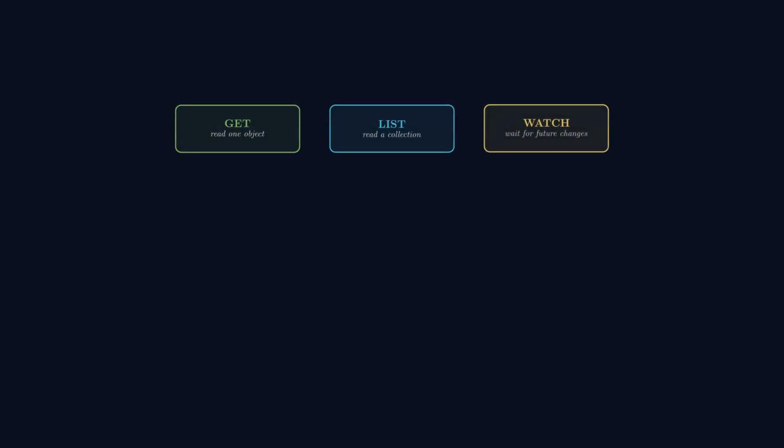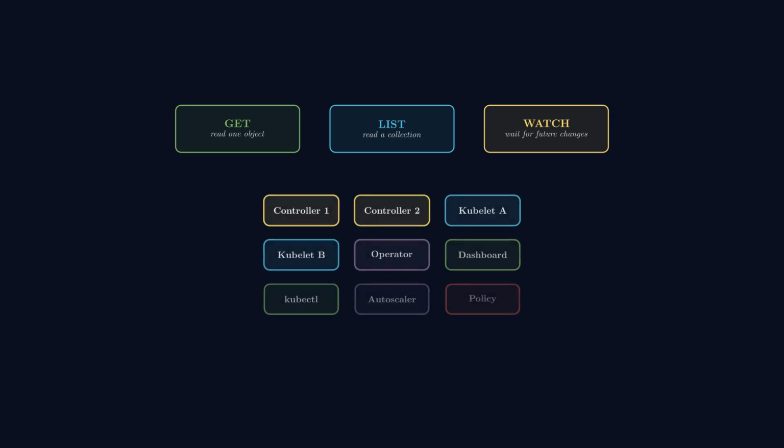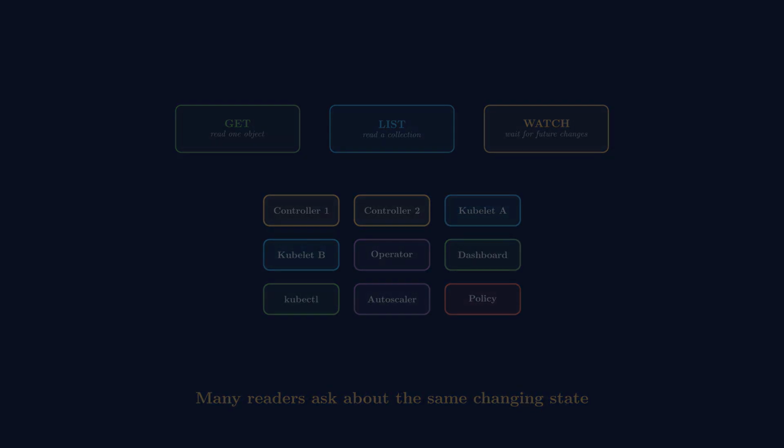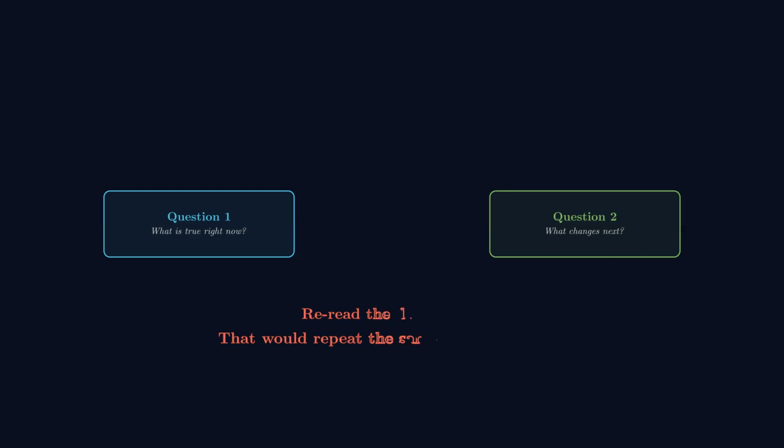One person may run a command only once, but controllers keep checking the cluster, kubelets keep asking about the pods assigned to them, dashboards refresh, and operators open long-running watches. The same state may be requested again and again by many different readers. Now notice something important. Most of these readers are asking one of two simple questions. What is the latest state I can safely use right now? Or, tell me when that state changes next. They do not need etcd to rebuild the same answer from scratch every time.